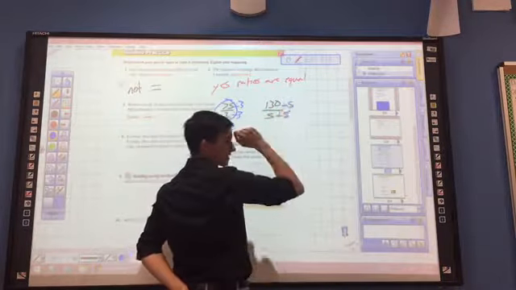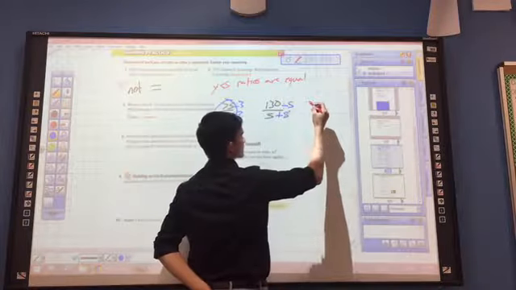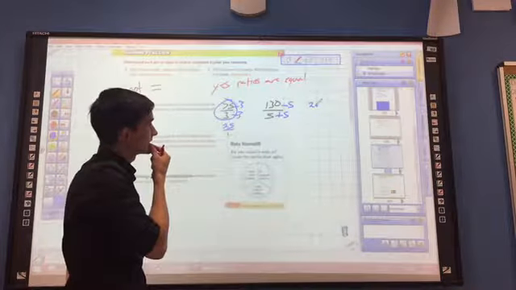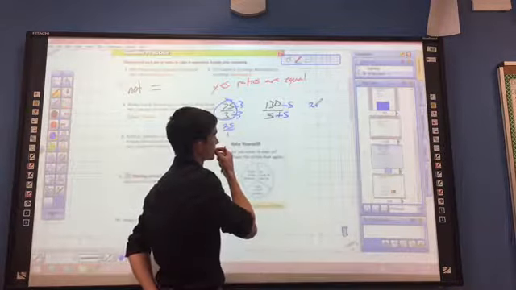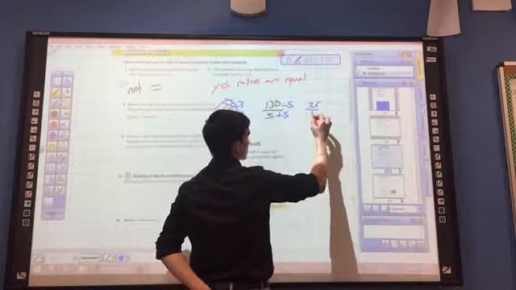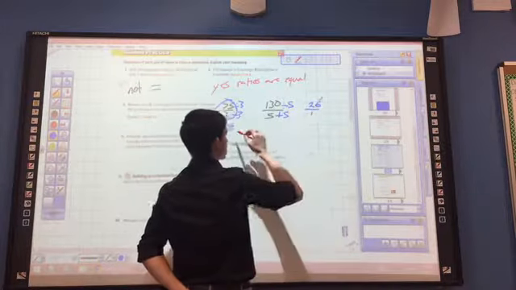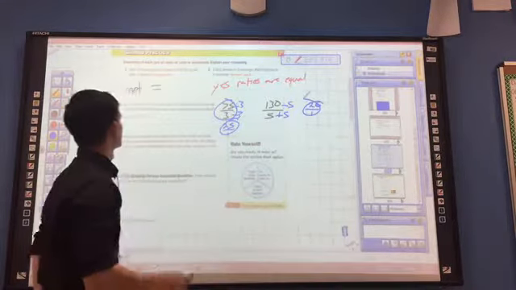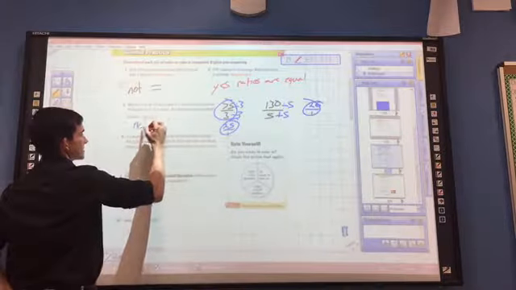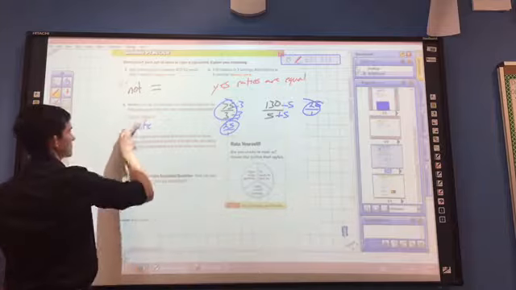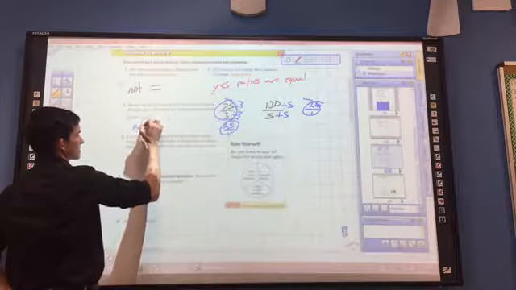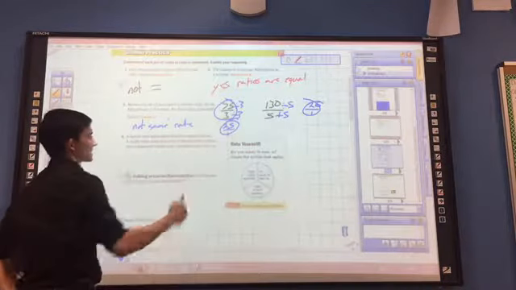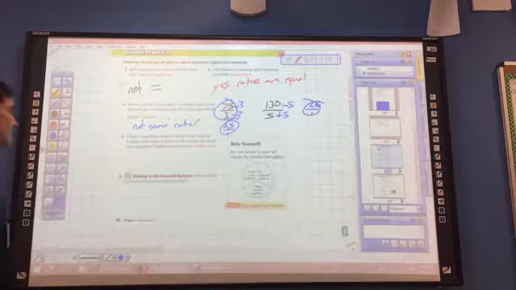I'm going to take this one, divide by 5, divide by 5. So 130 divided by 5 is 26. Is that right? 26. Yes, it is right. Okay, 26 over 1. So 25 over 1, 26 over 1. They're very, very close, but they're not the same. So I'd say it's not the same rate. Okay, just write not the same rate.